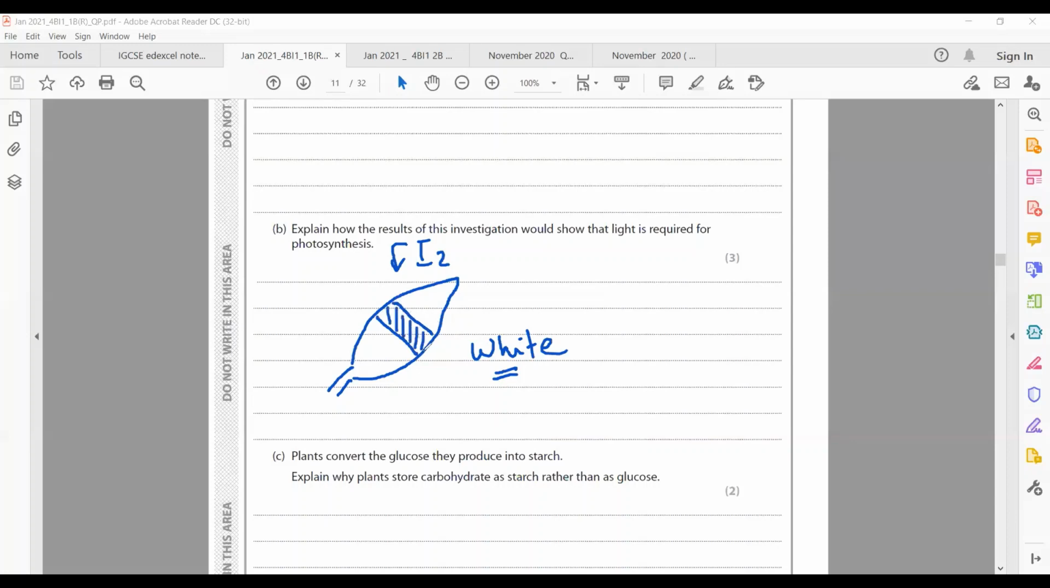It didn't do photosynthesis. So that means not all the leaf will turn blue-black. No, only this part will be blue-black because it was not covered from sunlight. It did its normal photosynthesis, but this covered part will remain yellowish brown, the color of iodine.